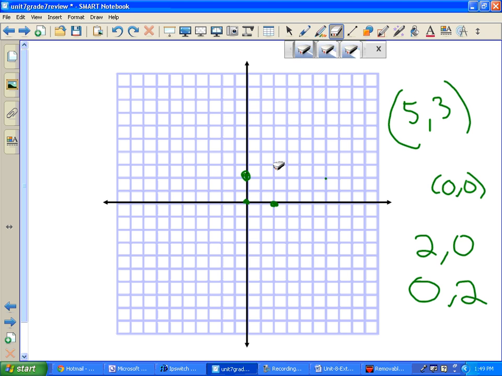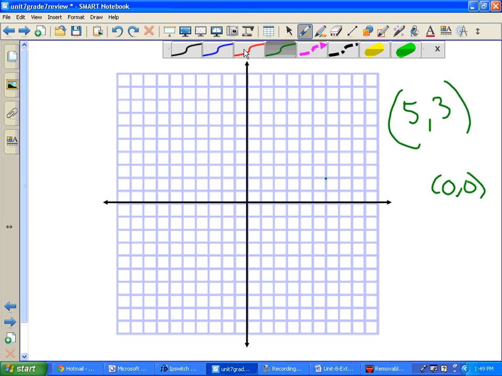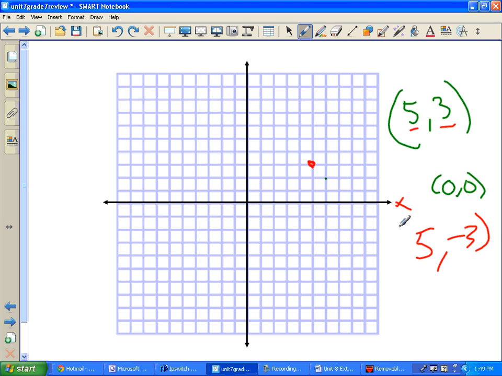So you got to pay very particular attention to where you're starting and how much you got to go up or down. So I want to plot my first point, positive 5 and positive 3. So I'll go 1, 2, 3, 4, 5 in the positive over, because the first number is your x-axis. So 1, 2, 3, 4, 5 over, and 1, 2, 3 up. Done. My next point I'm going to plot is 5 and negative 3. So again, I will go 5 over, 1, 2, 3, 4, 5, and negative 3. So I'm going down 3. 1, 2, 3, and there is my point.